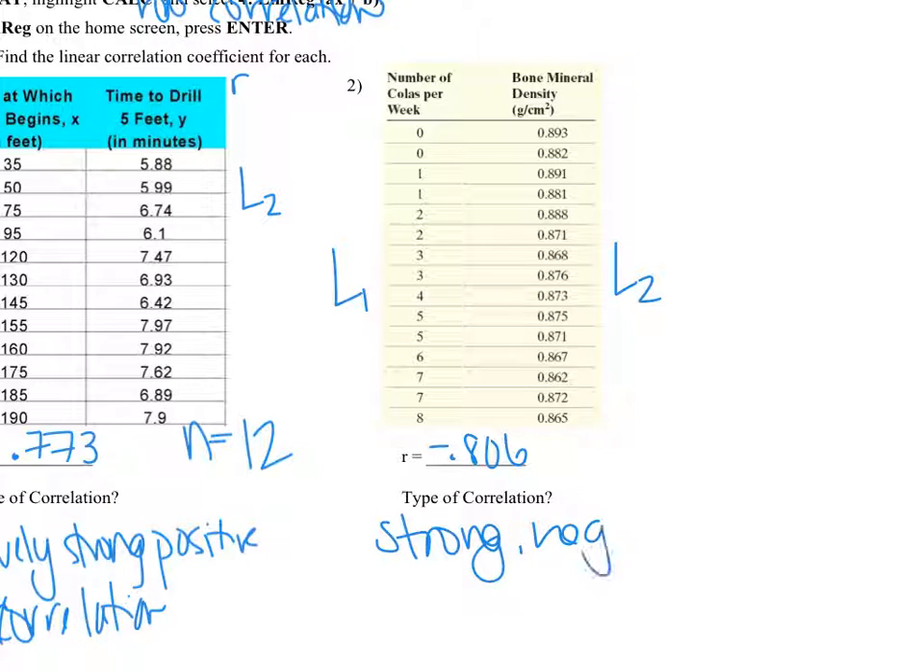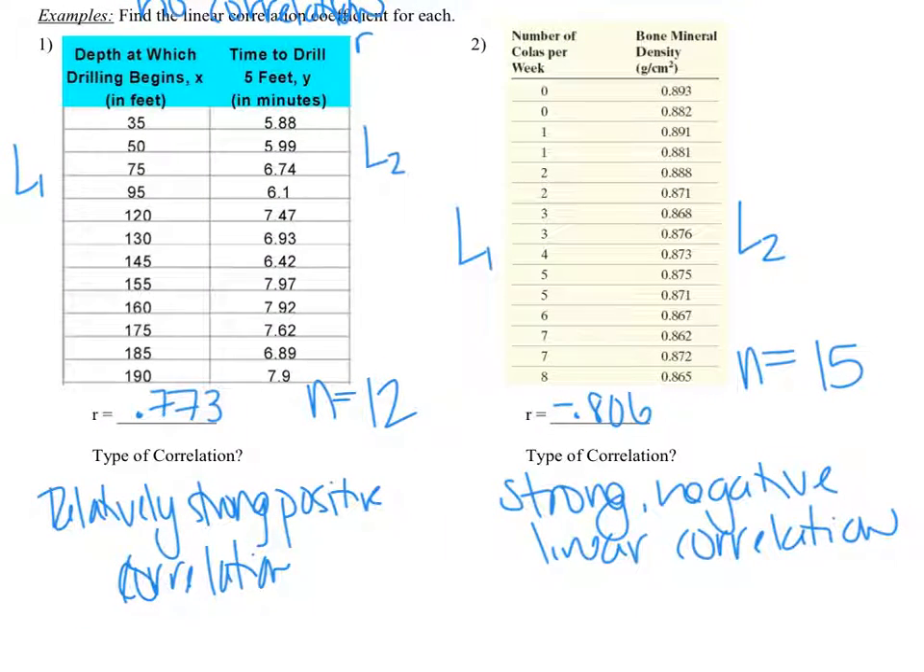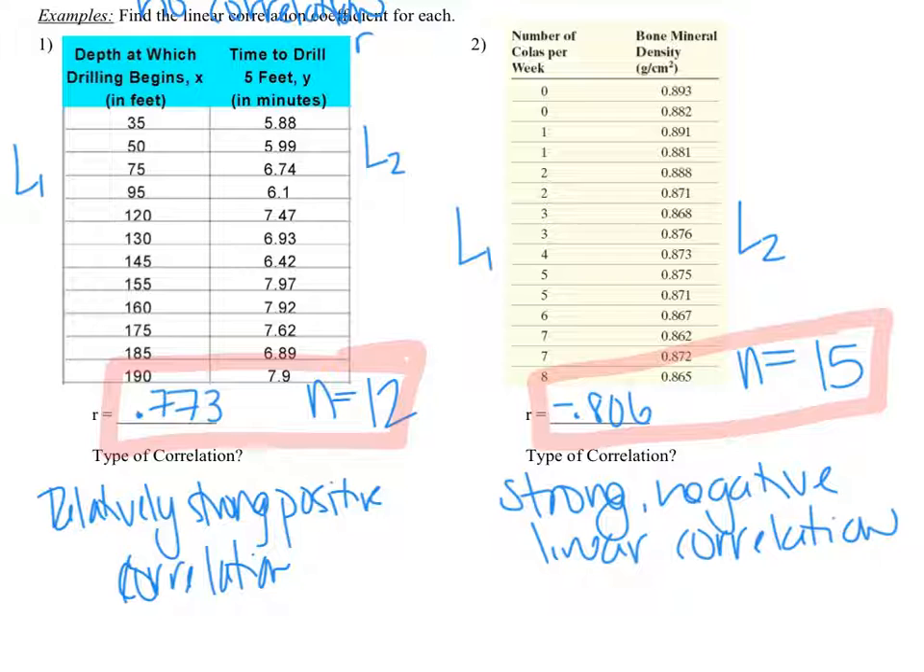Strong negative linear correlation. And in this example, N would equal 15. Once again, N is just the number of data sets. And we're going to take this information right here and use it on the next page. So we're going to take n and then take the correlation coefficient. All right, so let's go to the next page.